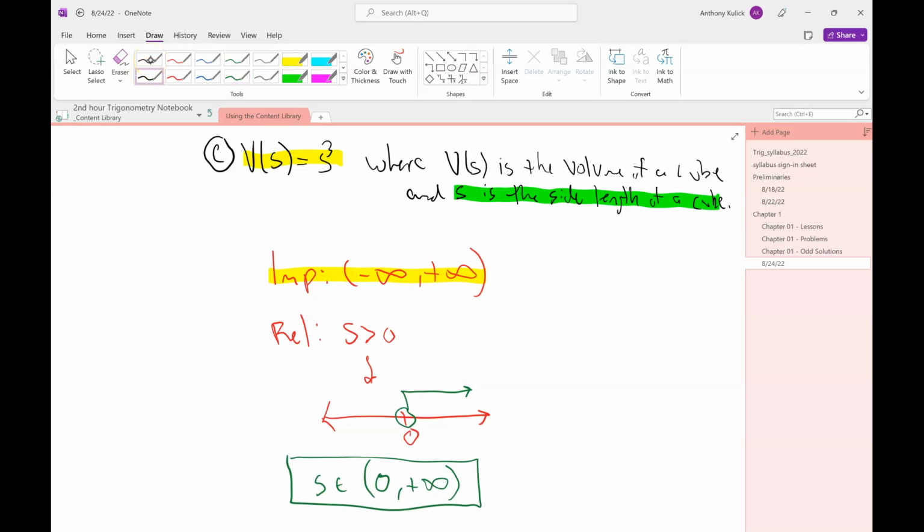So we'd say the implied or the relevant domain here would be 0 to positive infinity. Does that feel okay there?